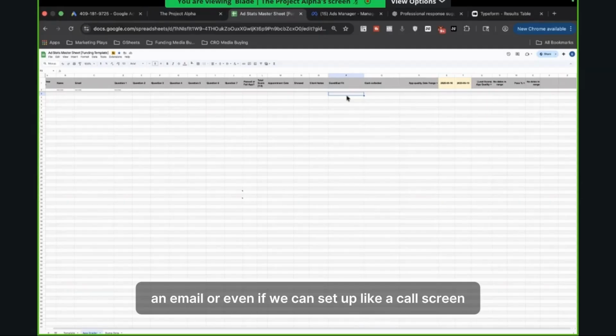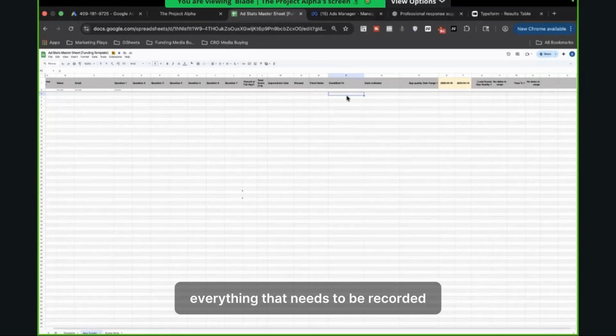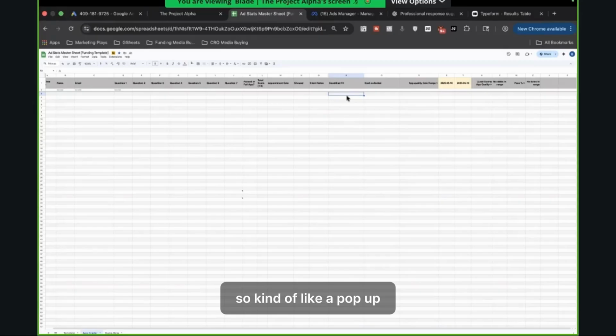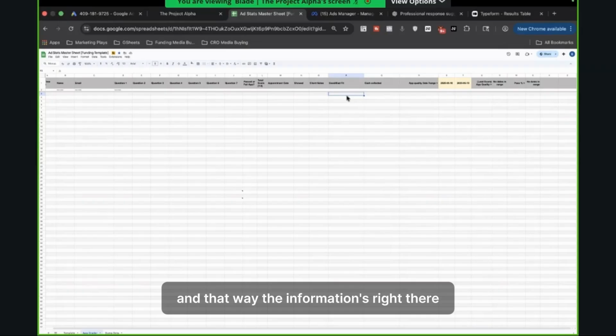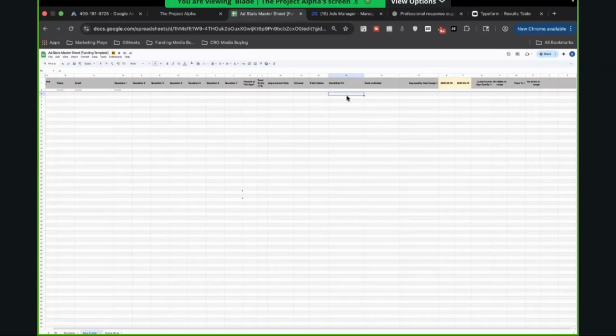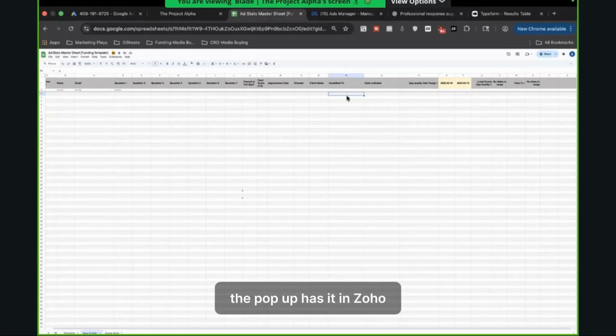an email, or even if we can set up like a call screen, that during the call it comes up and everything that needs to be recorded gets recorded on that screen. Okay, if that makes sense. Yeah, we can absolutely set that up as well. So kind of like a pop-up that appears when the call happens. Yeah, and that way the information's right there and you're not going to forget to do it when it's in real time.